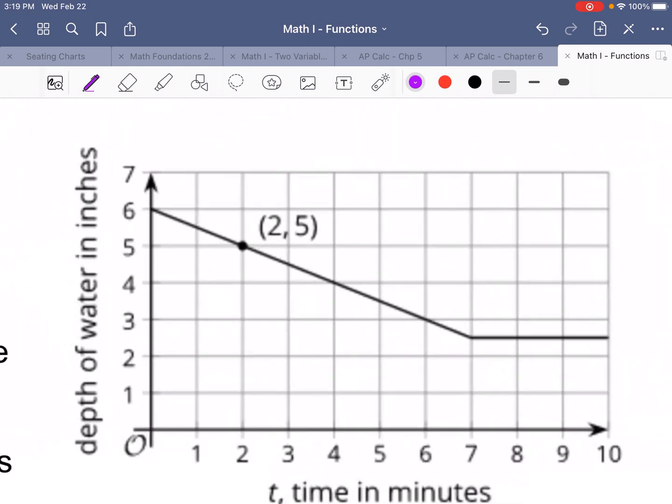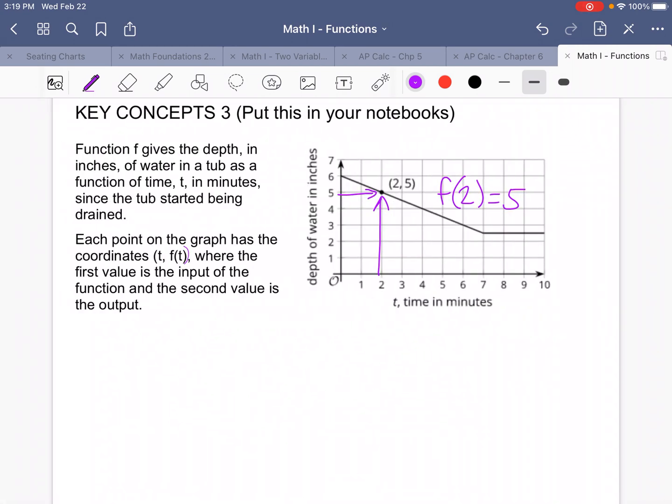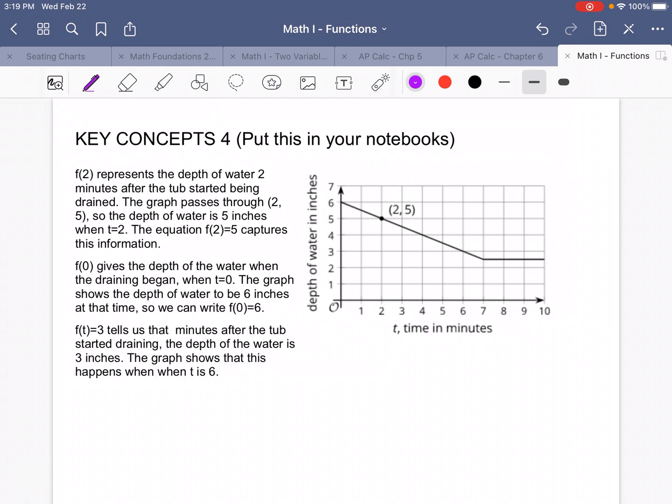So this coordinate right here, 2, comma 5, tells us that f of 2 equals 5. So 2 minutes after we started keeping track, the depth of the water in the tub was 5 inches. F of 2 represents the depth of water 2 minutes after the tub started being drained. Like I said, our graph goes through that point.